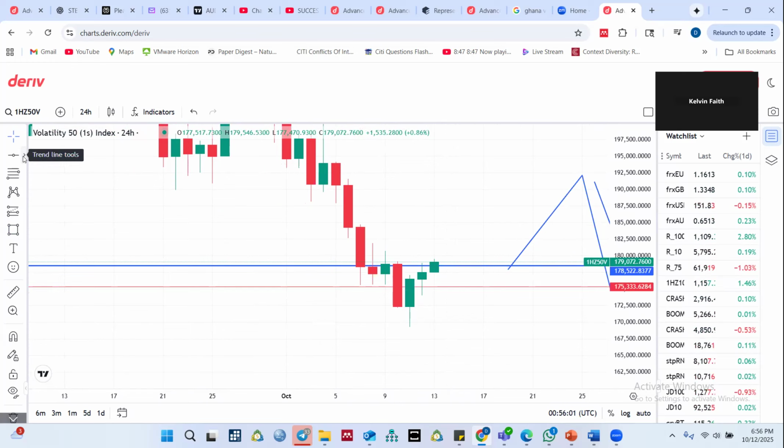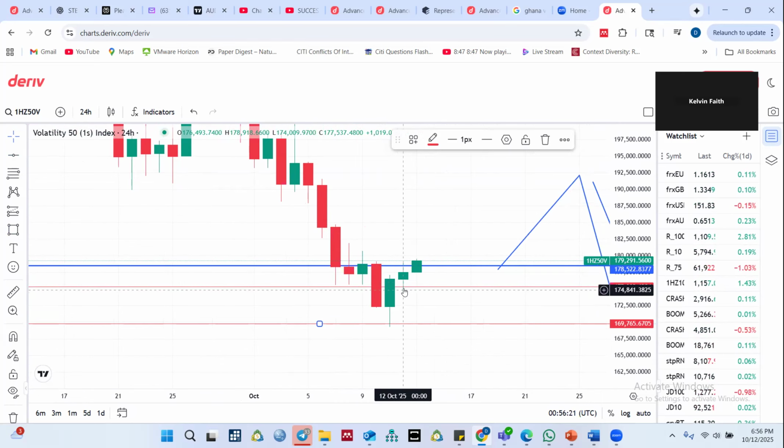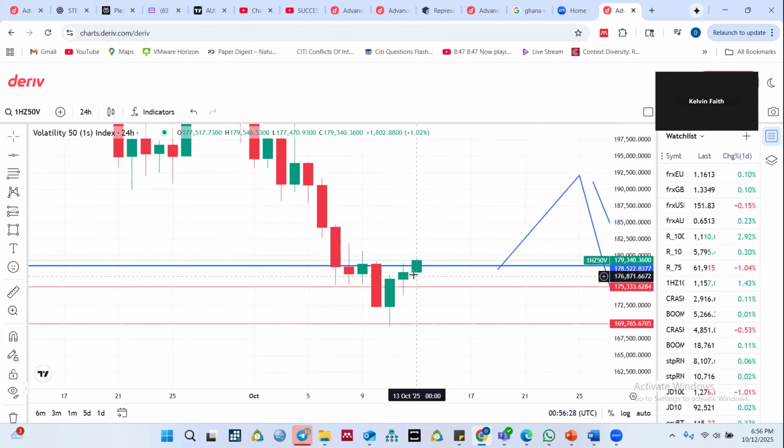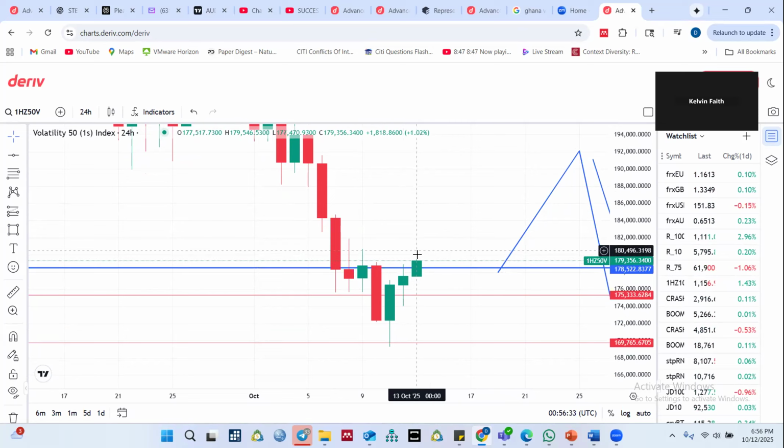So you could see that the sellers pushed price all the way down to here, and then it rejected up. And we got a body close halfway of the bearish candle. The price took off, retested the red line, and then the next daily candle opened and has taken off and is currently above the blue line.